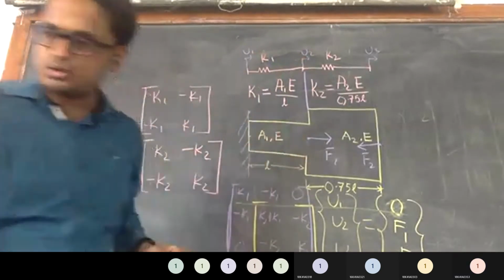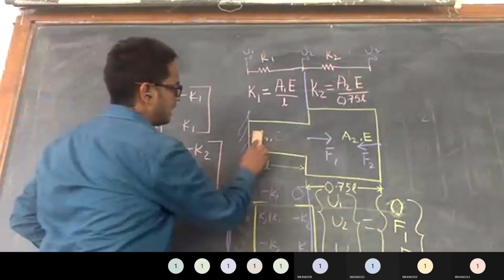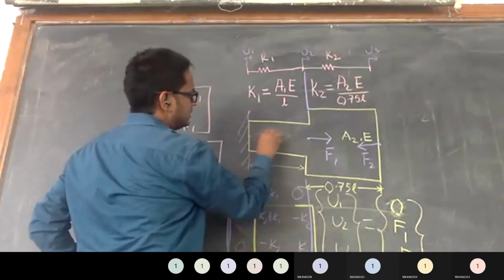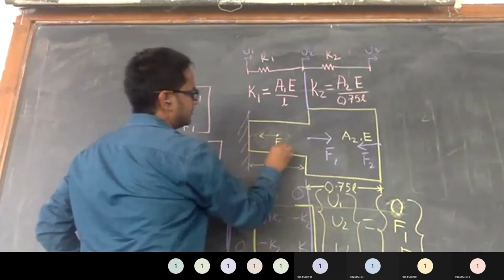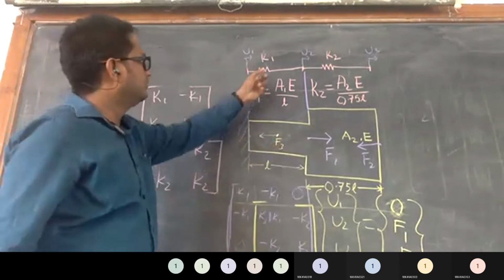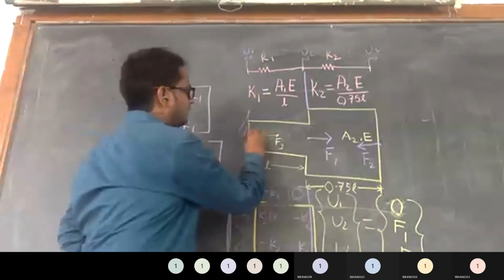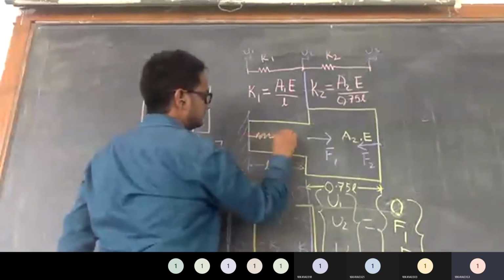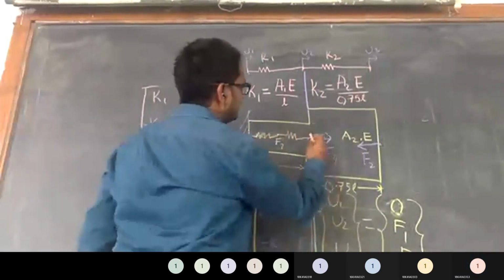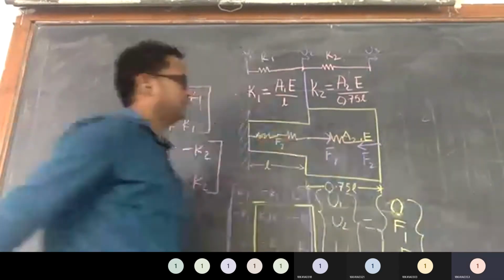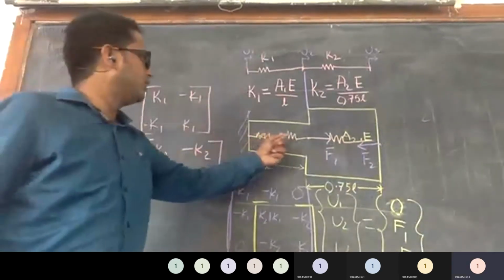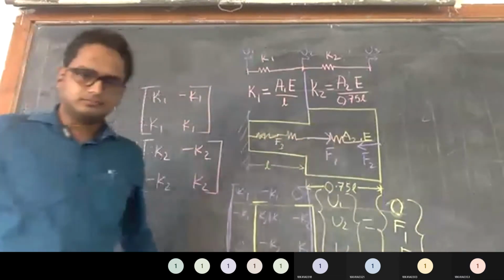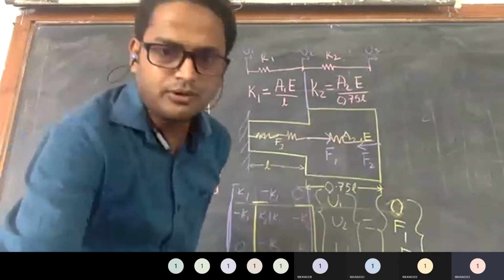Suppose in the question they have added one more node at this location, F3. Now you can make this finite element as one element, two element, three element. Now you will be having 1, 2, and 3 elements and 4 nodes. Okay, is that clear to all of you?